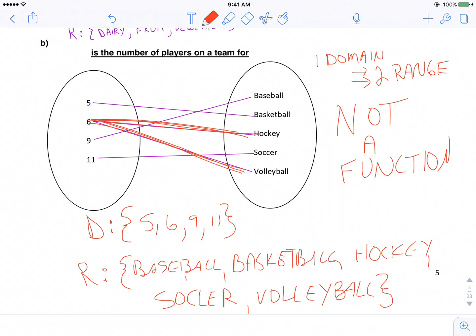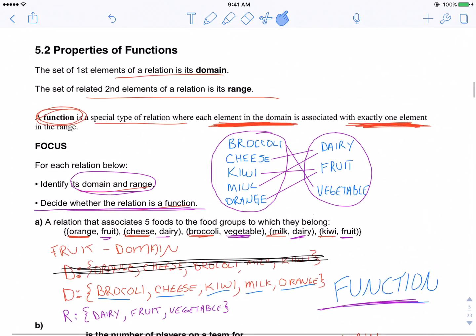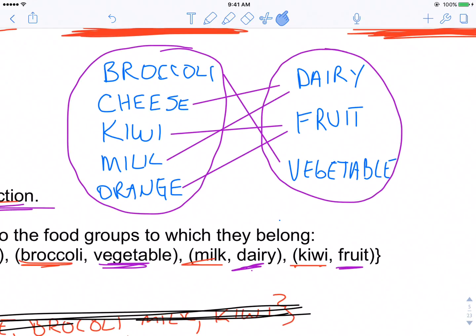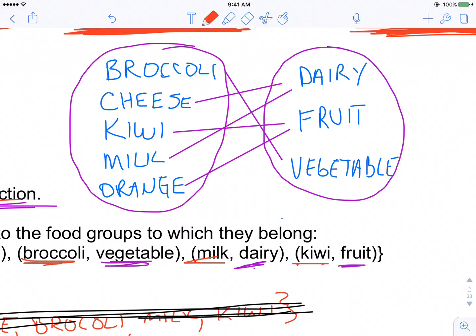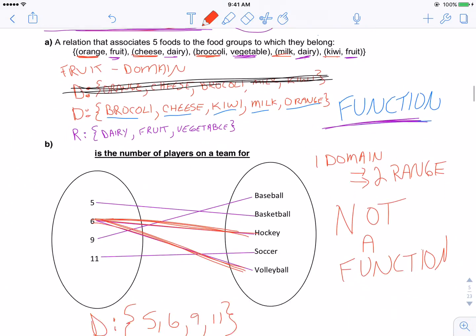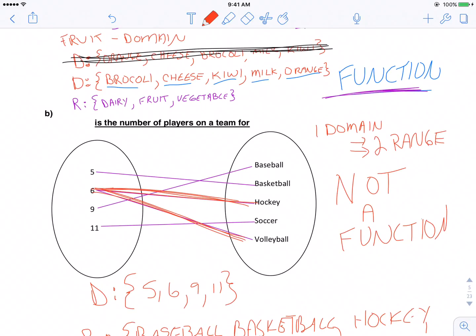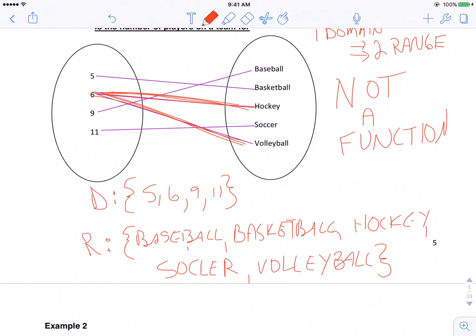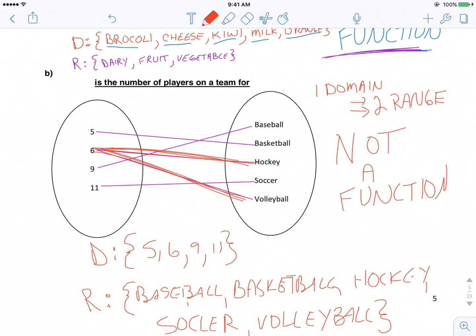It's okay to have 2 going the other way. Up here, we had 2 dairies, okay? But that's going from range to domain. When going from domain to range, if you have 2 different values, it's not a function. So remembering that, carrying on to the next couple of examples, I will pick these up in the next ones.